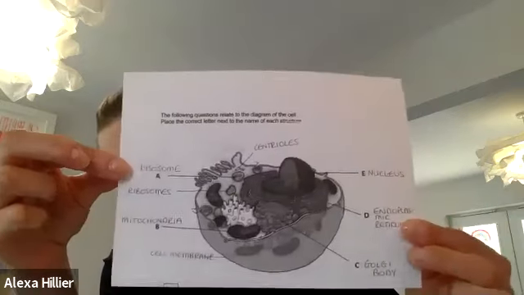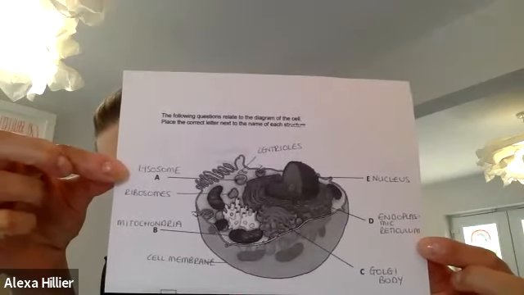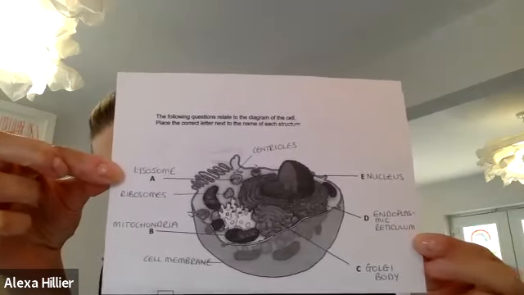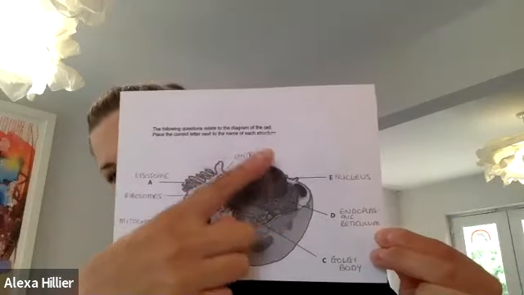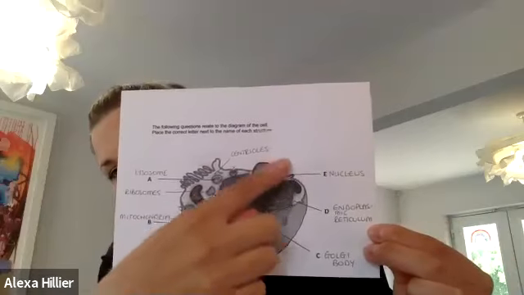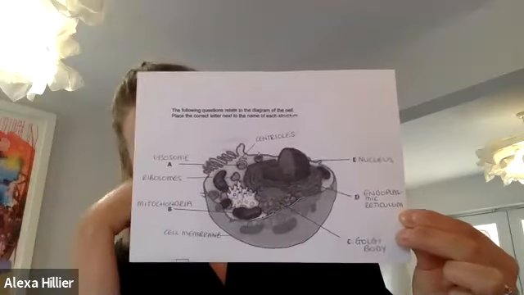So first of all, we're going to look at the cell diagram and the labels that we've got. So our cell is made up of an outer covering called the cell membrane. And this is a semi-permeable membrane. So it allows substances in and it allows substances out. Our cells are made up of 70% water.